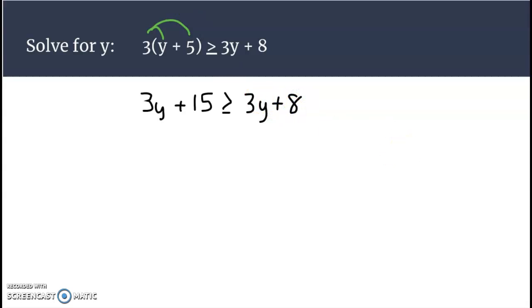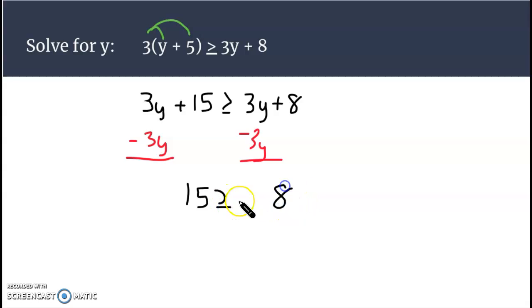Let's try to get the variables to one side. Let's take away 3y from both sides, and look what happens. Something interesting happens. The 3y's cancel. 3y minus 3y is 0. We're left with 15 and we're left with 8. And we ask ourselves, is this a true statement? Is 15 greater than or equal to 8? And yes, it is true.